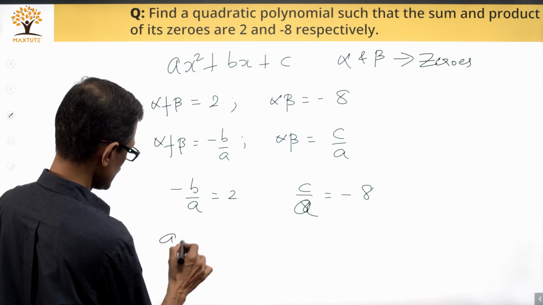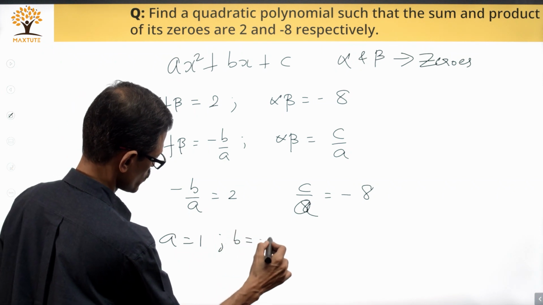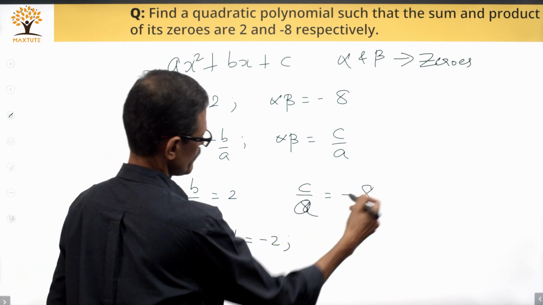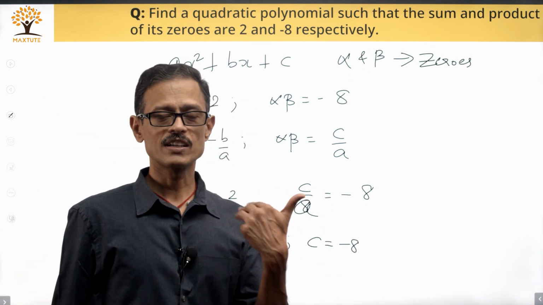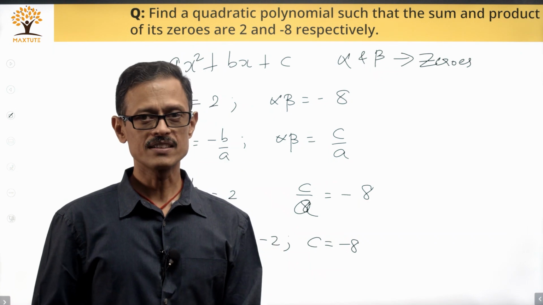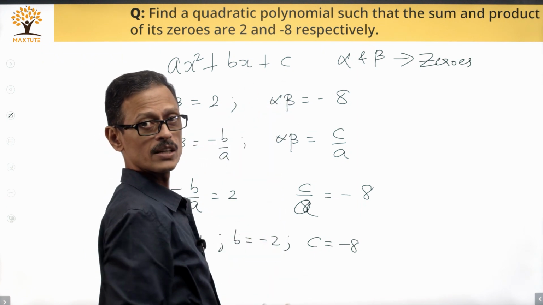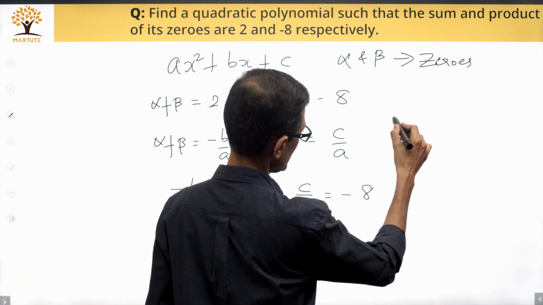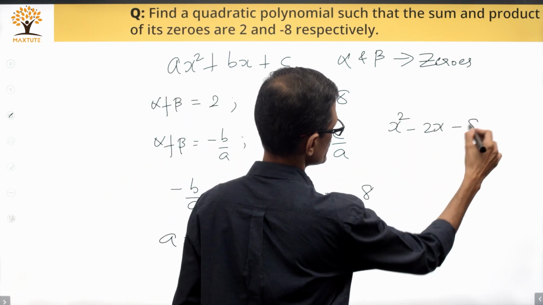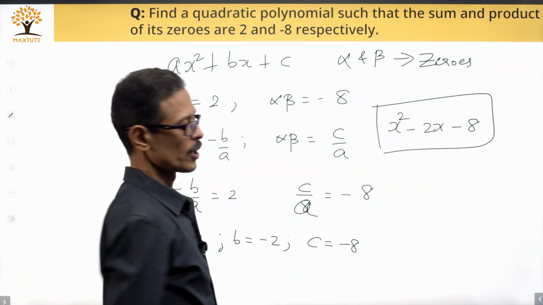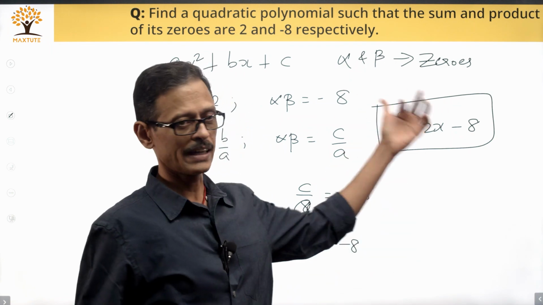If a is equal to 1, then we know that minus b by 1 is equal to 2, or b is equal to minus 2, and if a is equal to 1, we know c is equal to minus 8. So, a equals 1, b equals minus 2, c equals minus 8 are possible values for a, b and c. Therefore, this quadratic polynomial whose sum of zeros is 2 and product of zeros is equal to minus 8 essentially is going to be ax square, which is 1x square, plus bx, which is minus 2x, plus c, which is minus 8. So, a quadratic polynomial, the sum of whose zeros is going to be 2 and the product of whose zeros is equal to minus 8, is x square minus 2x minus 8.